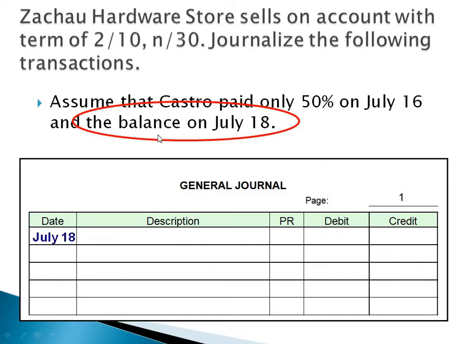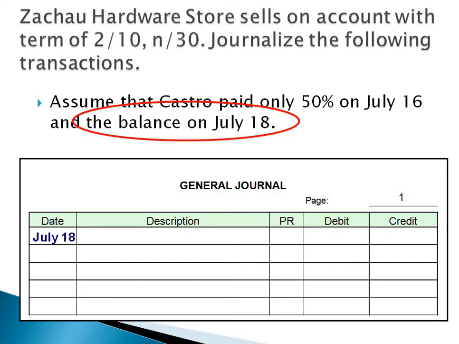How many percent is the remaining balance of the accounts receivable after the payment on July 16? 50%. Because the partial payment on July 16 was 50%. So 100% minus 50% is 50%. The remaining balance paid by Castro on July 18. How much is that remaining balance then?